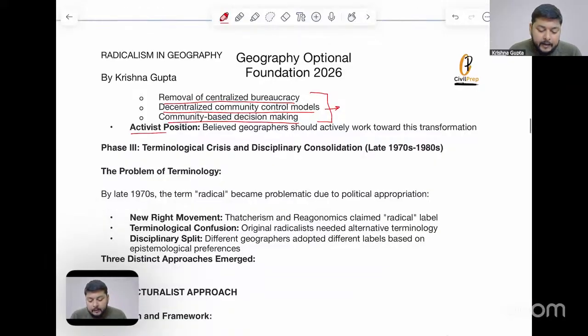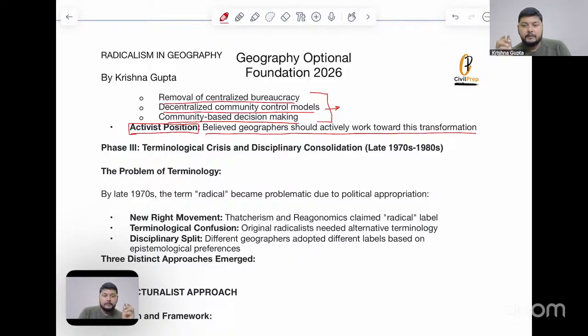Then the activist position was also taken here. It believed geographers should actively work towards this transformation. So it was not asking geographers merely to write their stances, or merely to write their understanding of geographical phenomena or of poverty, but it was asking geographers to take action on what will actually happen for this particular change here.